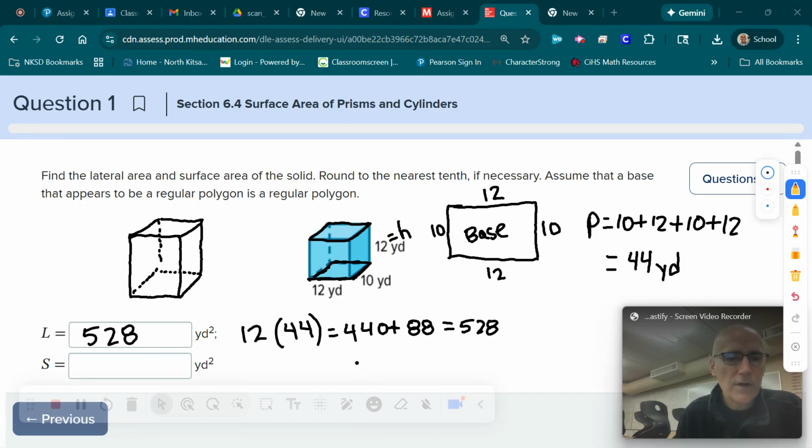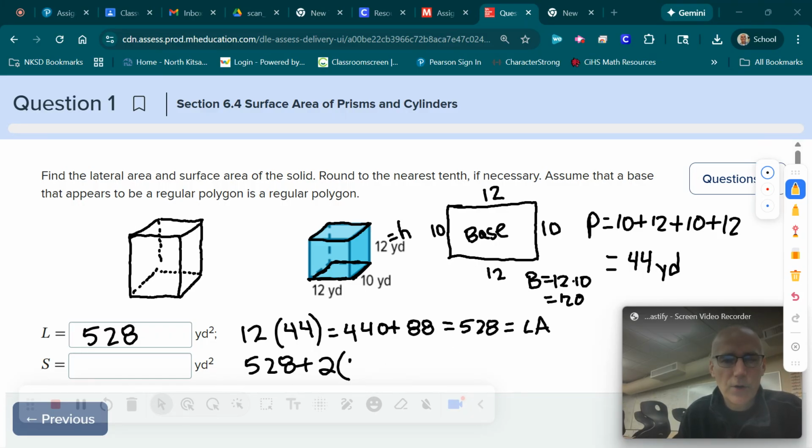Now the surface area, okay, so this is what I put in my notes, LA for lateral area. My surface area is going to be the 528 plus 2 bases. So what is the area of this base right here? Well, it's 12 times 10, right? So the area of the base, and a lot of times we just put a big capital B for the area of the base, is 12 times 10. That's 120. Okay, so I got 120 right there.